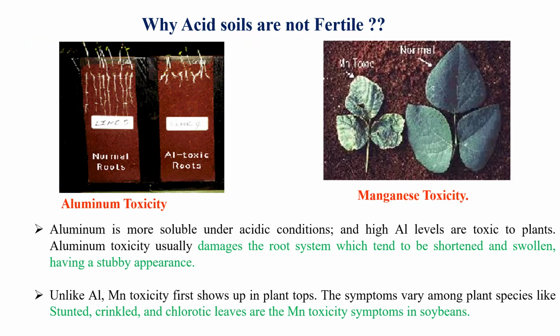Next is manganese toxicity. The symptoms of manganese toxicity are seen on the leaves, which are stunted, crinkled, and chlorotic in nature. These are the symptoms of manganese toxicity seen on the soybean crop.